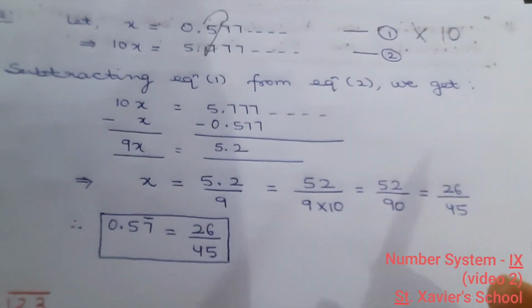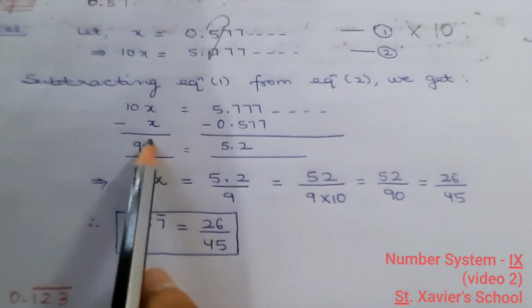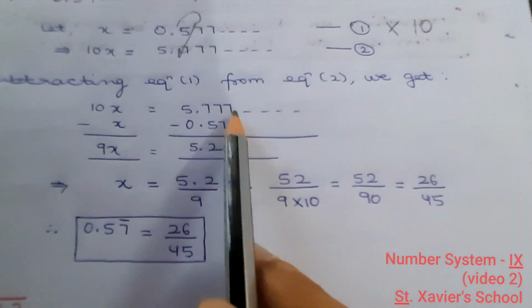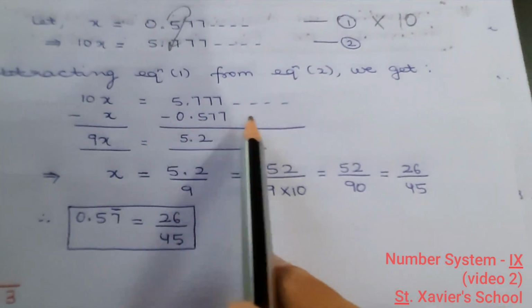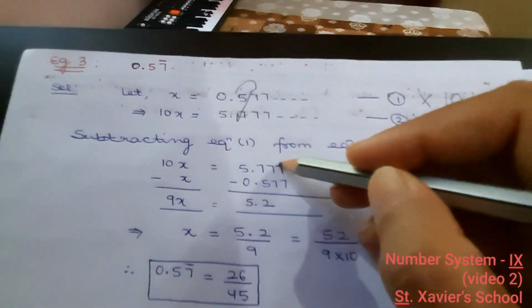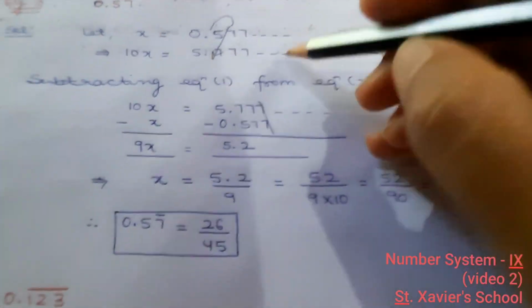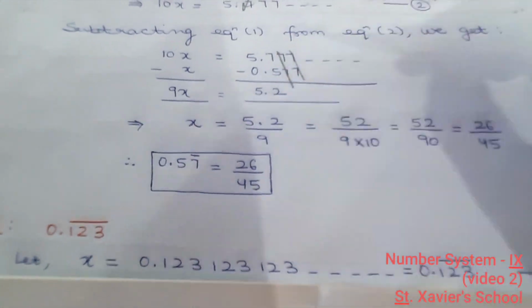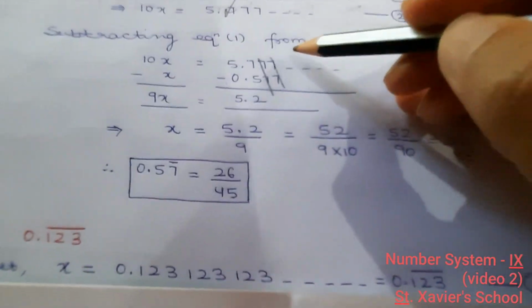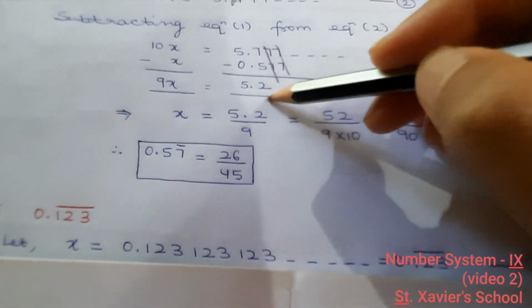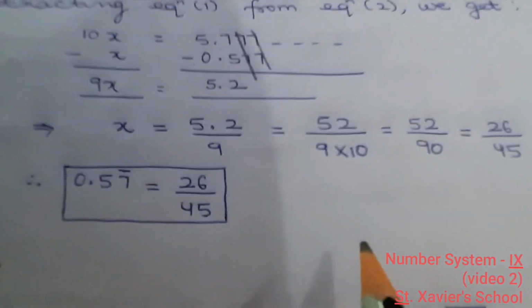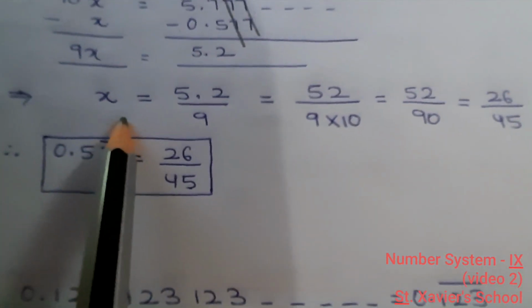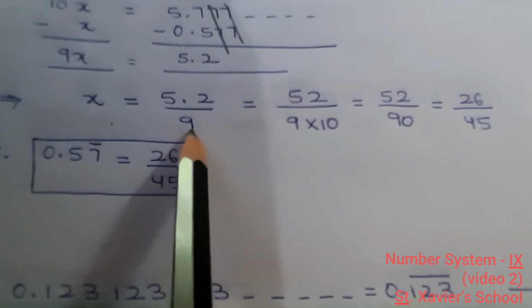5.777 and so on. Now 10x minus x gives you 9x. 5.77 minus 0.577. Here you can see, children, this 7 and 7 will get cancelled. This 7 and 7 will also get cancelled. 7 minus 5 gives you 2. And 5 minus 0 gives you 5. So we have 5.2. So here x is 5.2 upon 9.